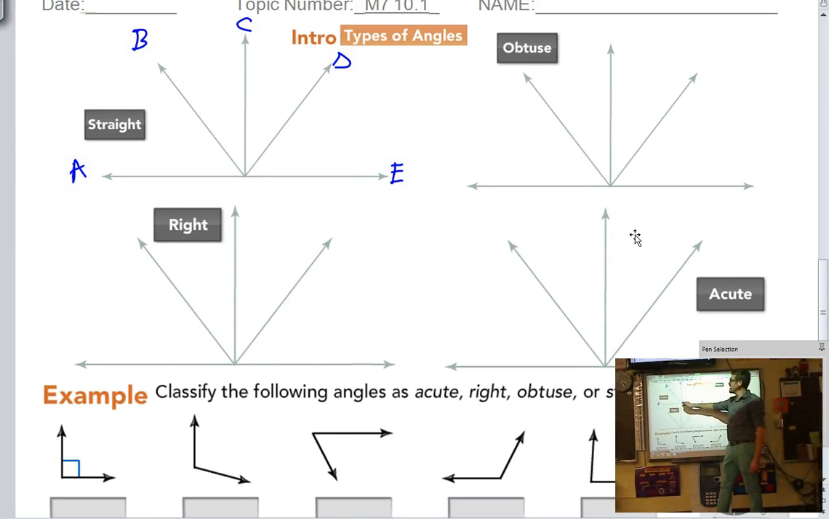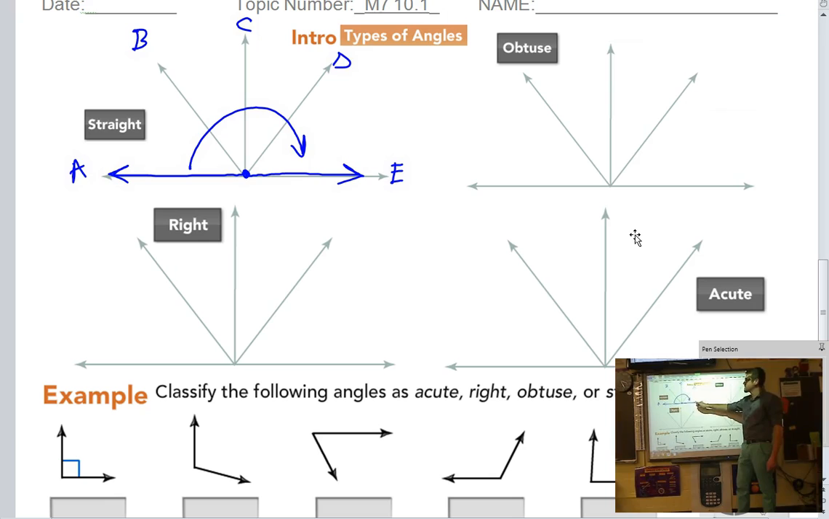So if I use ray A and I go out that direction, what other ray should I use to make a straight angle? Yeah, I got to make it 180, which is going to have to open the entire way around. So we also use ray E.